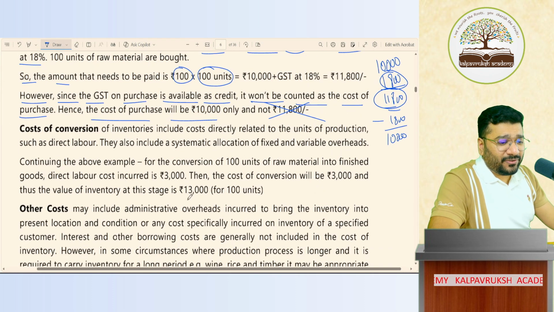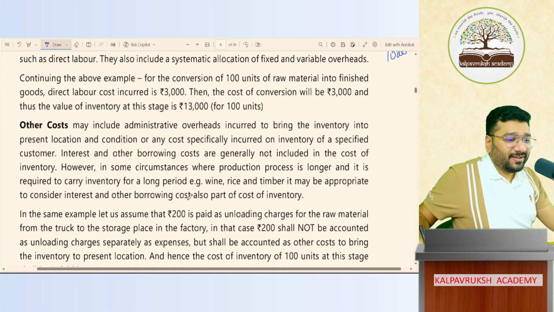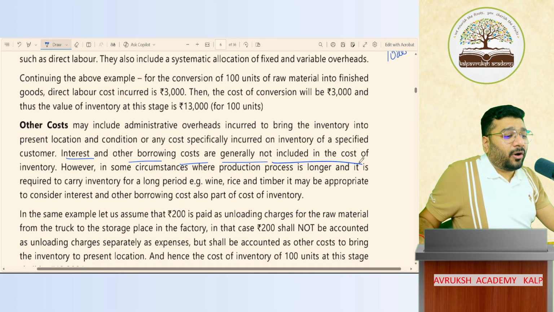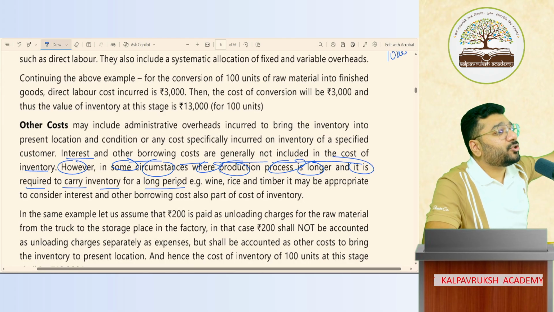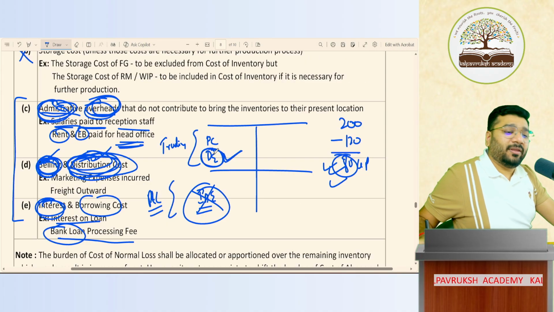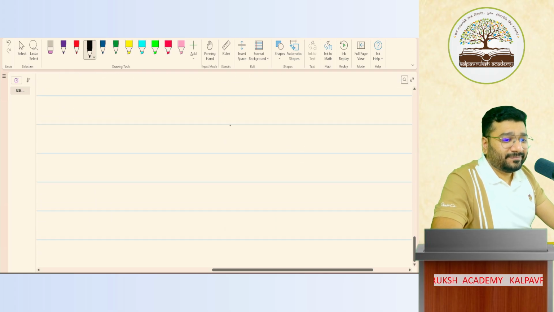This is there in your syllabus also. Interest and borrowing costs are generally not included in cost of inventory. However, in some circumstances, where the production process is longer and it requires carrying inventory for a longer period, in that case interest should be a part of your cost of inventory. That's all. We'll wind up. You want to listen?